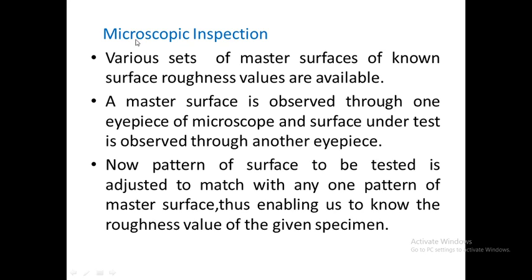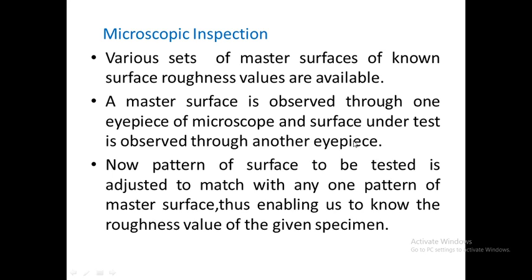Next, microscopic inspection. In this case, various sets of master surfaces of known surface values are available. So for microscopic inspection, we collect various sets of master surfaces whose roughness value is already known. We compare these master surfaces with the specimen under consideration, that is, the specimen for which we have to determine the surface roughness. A master surface is observed through one eyepiece of the microscope and the surface under test is observed through another eyepiece.